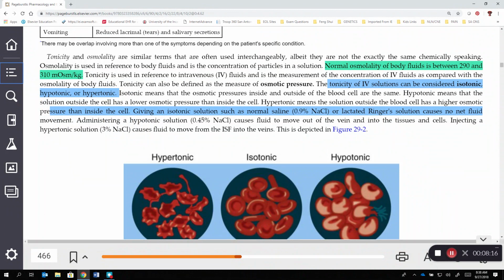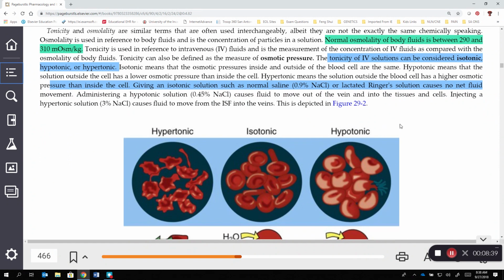From patho, we often use them interchangeably, but actually osmolality is used to talk about body fluid, whereas tonicity is used to talk about IV solutions: isotonic, hypotonic, hypertonic. So we talk about different tonicity in IV fluids that way.